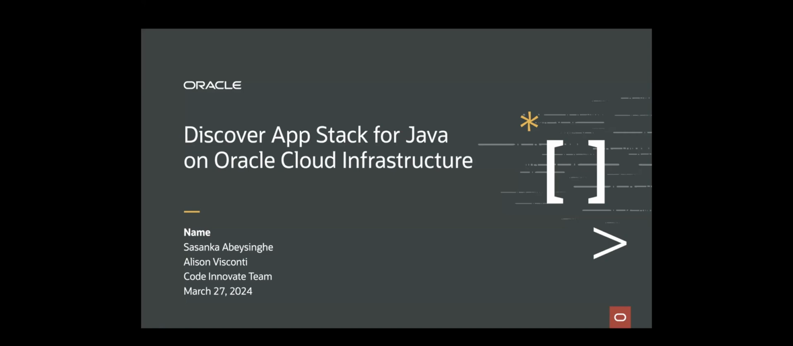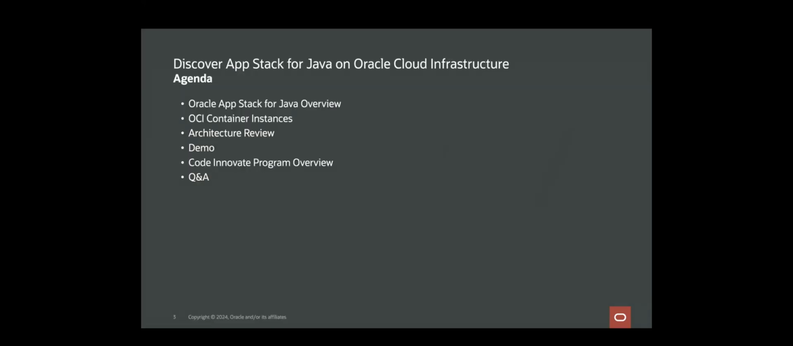Today, we'll be doing a cloud coaching session, discover app stack for Java on cloud infrastructure. First of all, I will go through the overview of Oracle application stack for Java, and then why we are using the container instances for that. And also I'll go with the architecture review. Also, I will show a demo on how you can deploy a simple Spring Boot application using Oracle App Stack for Java. After that, Alison is going to present our Code Innovate program. Finally, we can have a Q&A session.